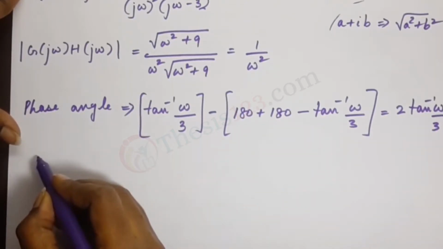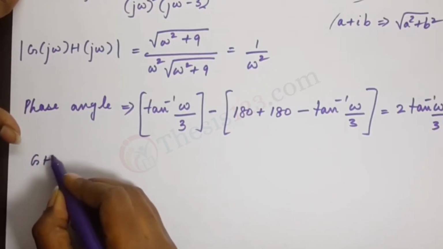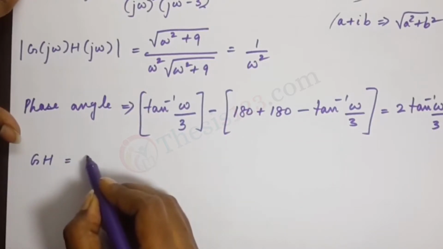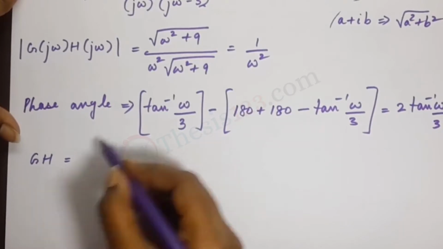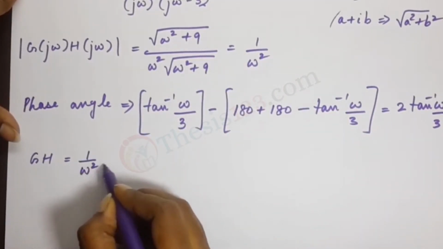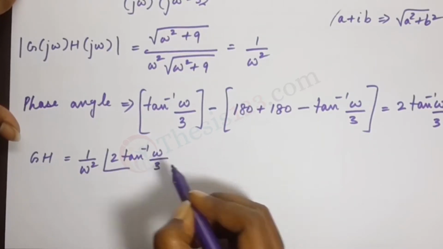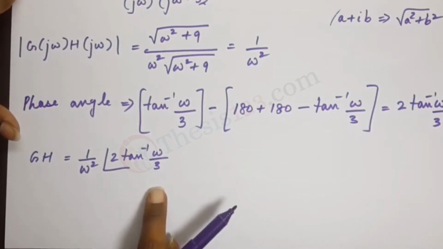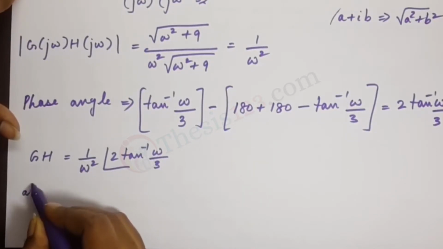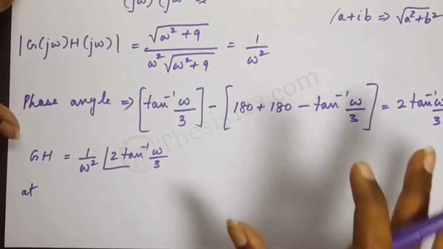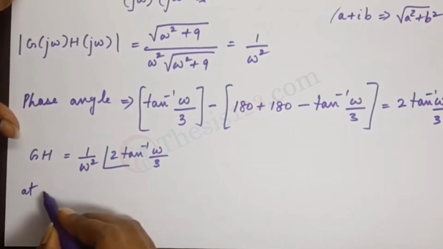So now in terms of the transfer function, GH can be written as magnitude and phase angle, right? So magnitude is 1 by omega square, phase angle of 2 tan inverse of omega by 3. So this is how the expression is written, magnitude and phase angle. Next we need to find out the values. In order to plot the Nyquist plot, we need to find out certain values.